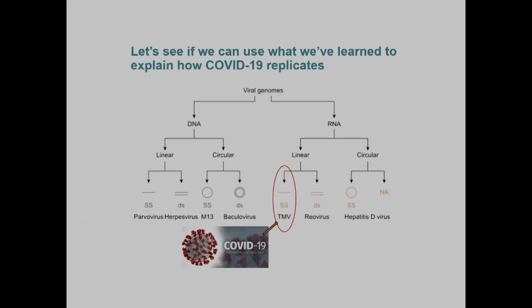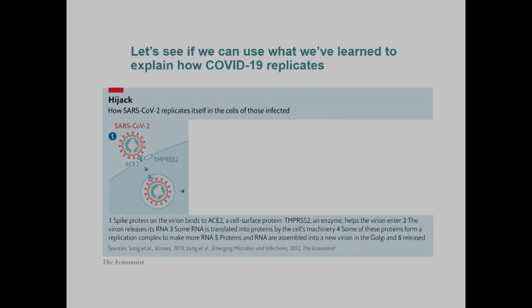COVID-19 is a single-strand RNA virus, and it's positive strand. So this is essentially how it works. When the SARS-CoV-2 or COVID-19 virus comes into contact with your cells, it's going to bind to the receptor ACE2 on the cell surface. This is going to have the cell bring in the virus via receptor-mediated endocytosis.